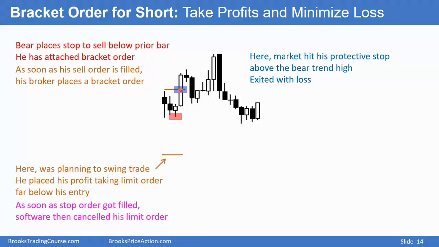When one order gets filled, the other one gets canceled. It does not matter which one gets filled. If his stop gets filled, his profit-taking limit order gets canceled. If instead the market goes here first, then the stop gets filled.